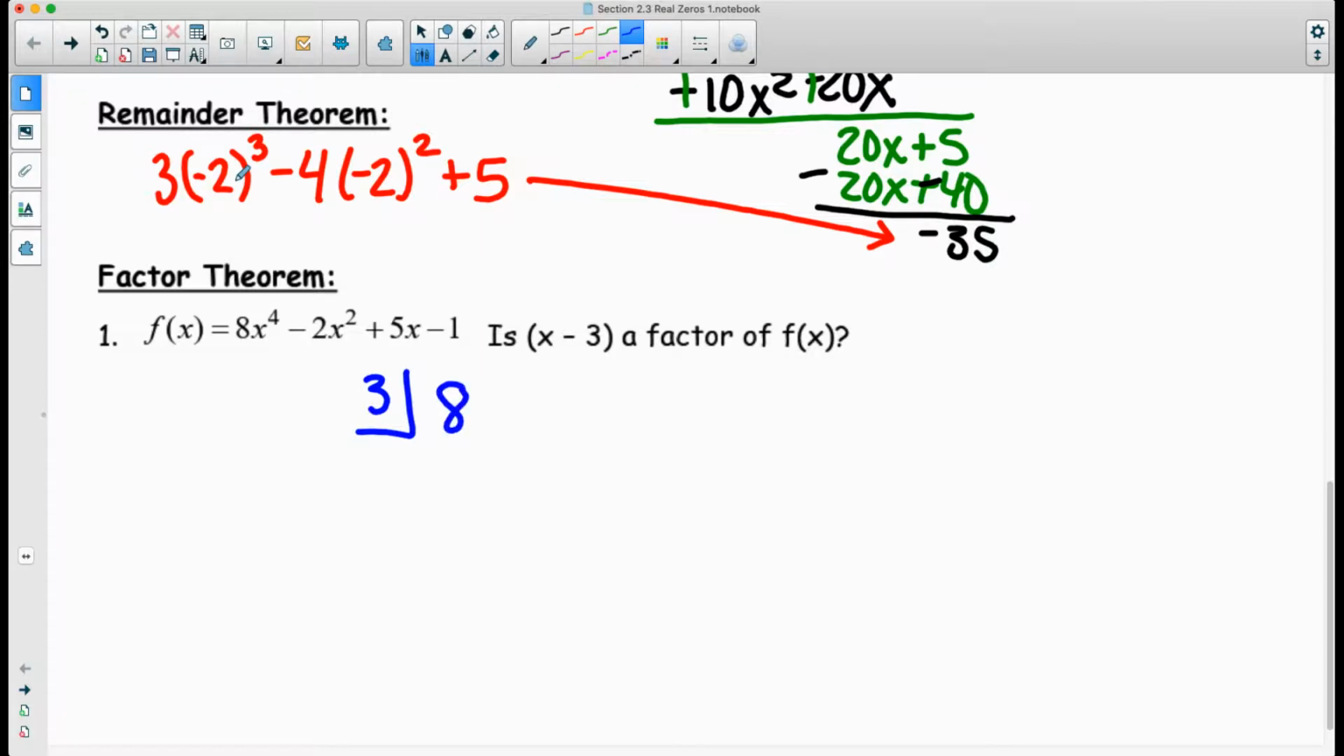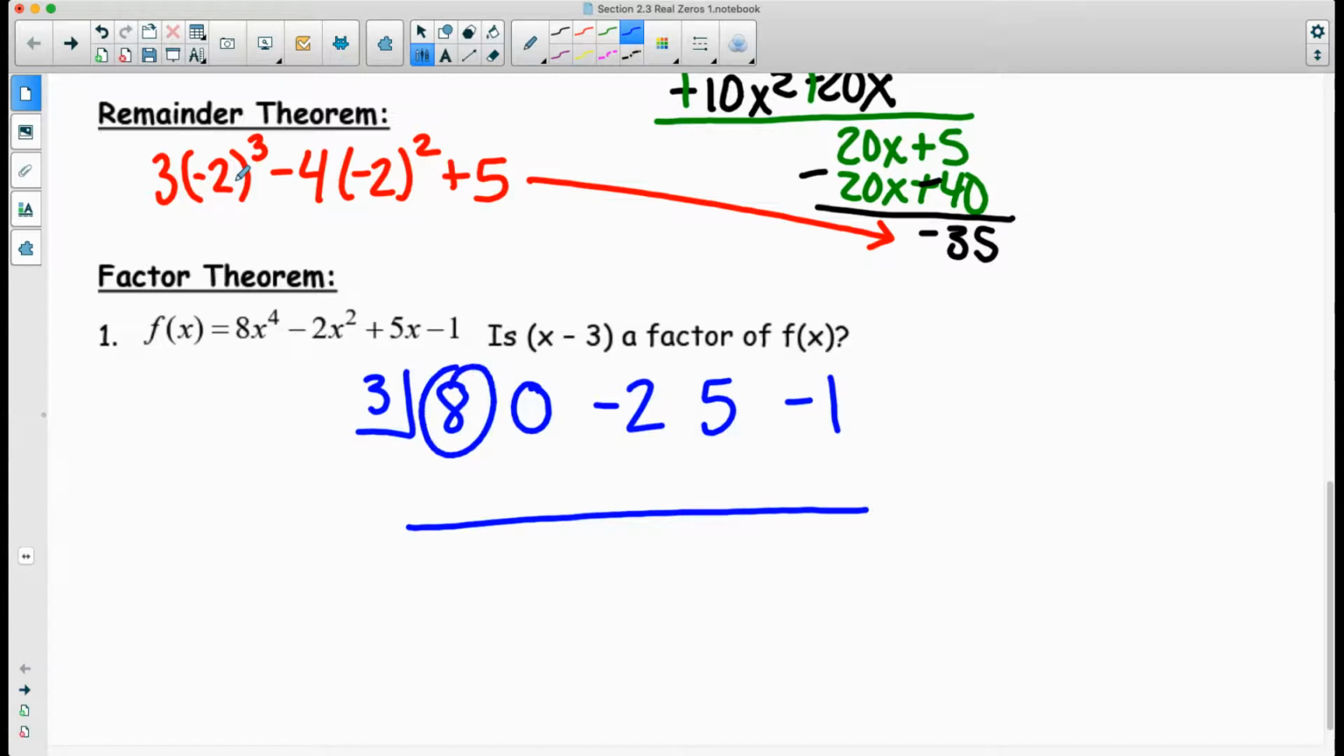Notice how we are missing x cubed, so that needs to be a 0. All right, so 8 times 3, 24. 24 times 3, 72. 70 times 3.